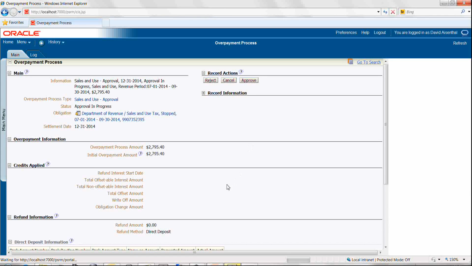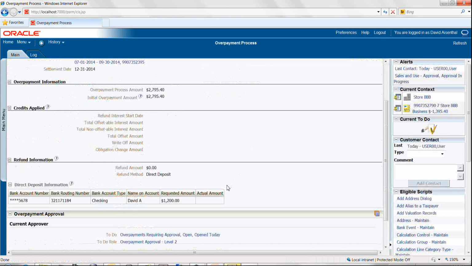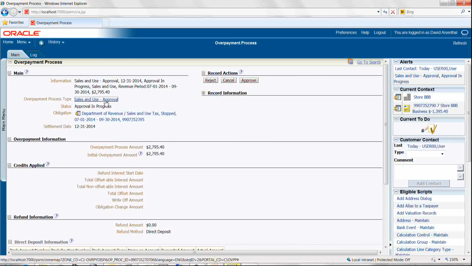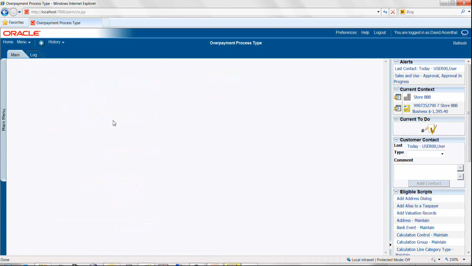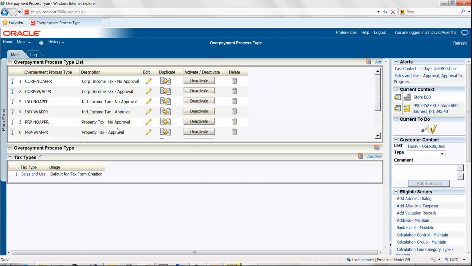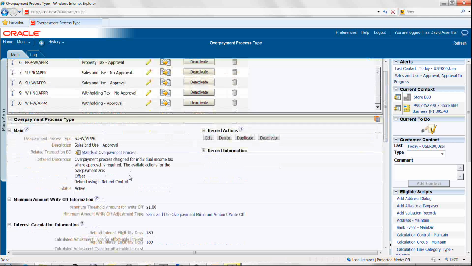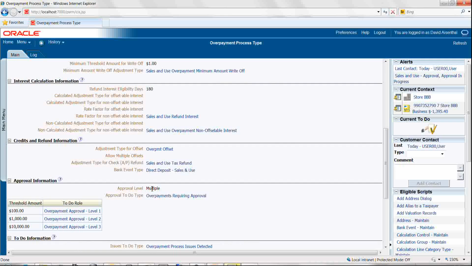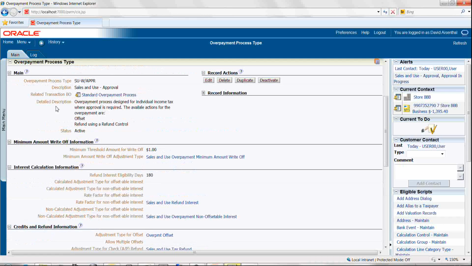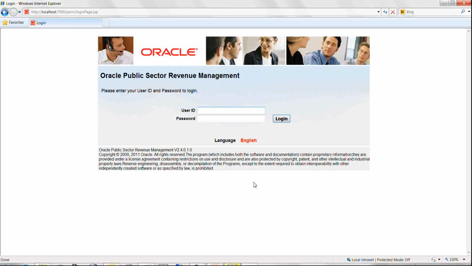And it still needs more approval, and that's because if I look at my overpayment process type again, it's set to have multiple approval. Multiple approval means that level 1 and level 2 supervisors need to be able to approve. So I've approved once, but I'm going to need to log out and do this one more time, and I'm going to come in with another user. Again, I'm just pretending to be different supervisors and doing this process.